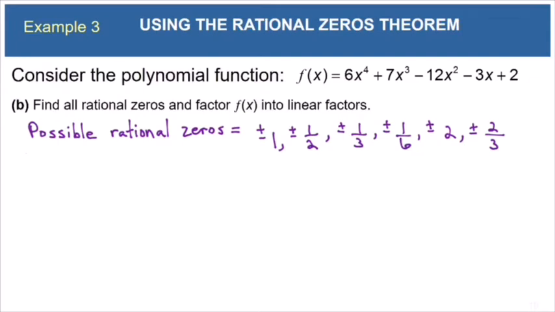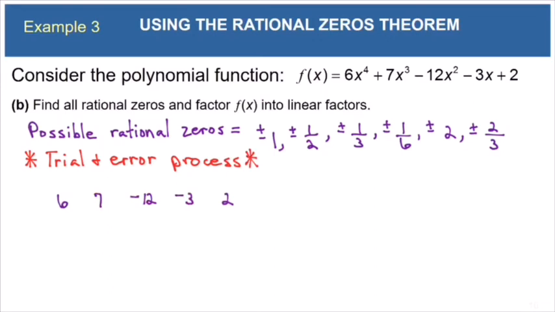So what we'll have to do is just pick a number from the list, do synthetic division with it, see if we get a remainder or not. And if we do get a remainder, then we know that number is not a zero. And if we don't get a remainder, then we know that that number is a zero. So it's a trial and error process. So what I'm going to do is copy down my coefficients from the polynomial. So note that we have x to the fourth, x to the third, x to the second, x to the first, and then the constant. Now the first number I'm going to test is the positive 1 from my list. And let me just tell you the game plan here.